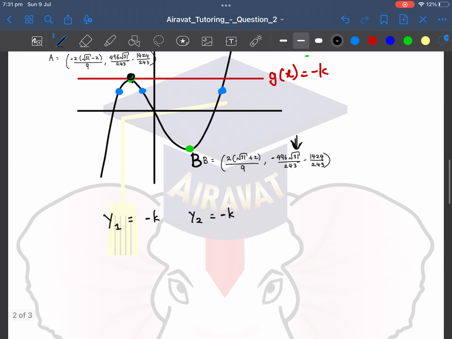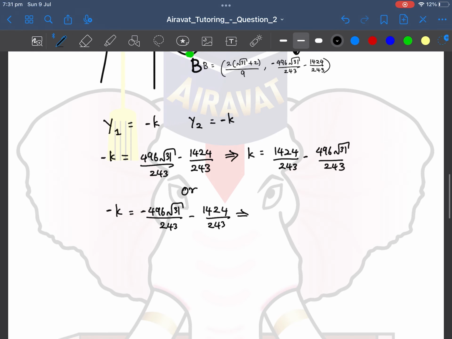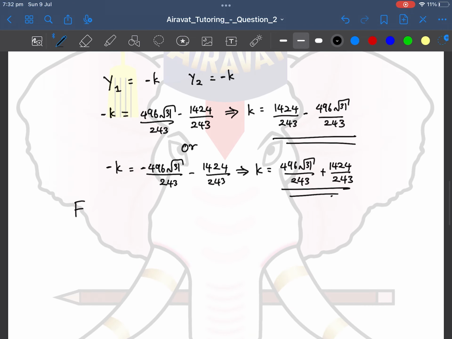So we have both of our y values, so I'm going to substitute that in, k, which will result in k being 1424 over 243 minus 496 square root of 31 over 243, or negative k equals to, which implies that k equals to the whole thing but positive. So alright, these are the k values for two solutions.